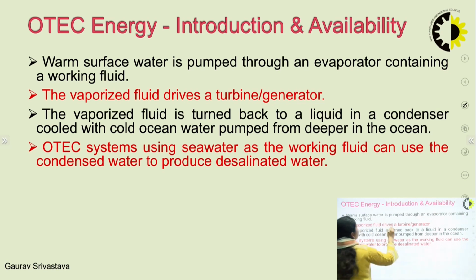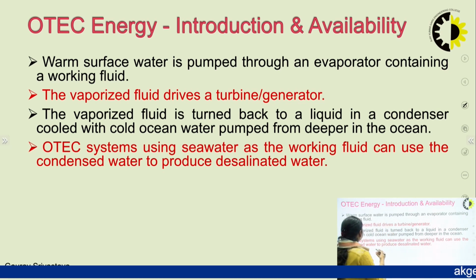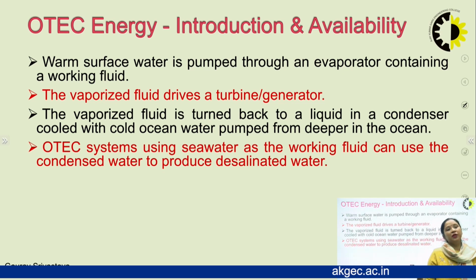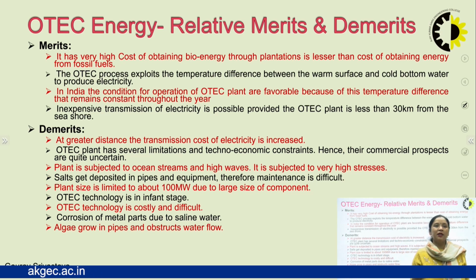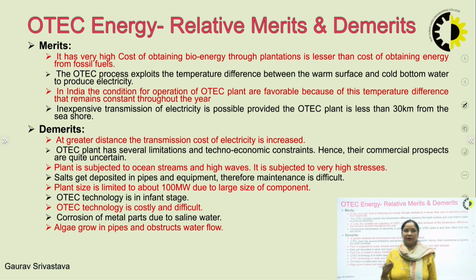The warm surface water is pumped through an evaporator containing a working fluid. The vaporized fluid drives a turbine or generator. OTEC systems usually use seawater as a working fluid, and can use the condensed water to produce desalinated water. Merits: the cost of obtaining energy is lesser than the cost of obtaining from fossil fuel, obviously. In India, conditions for OTEC plants are favorable because the high temperature difference remains constant through the year. So we can use OTEC over here in coastal areas, where there is no major variation.